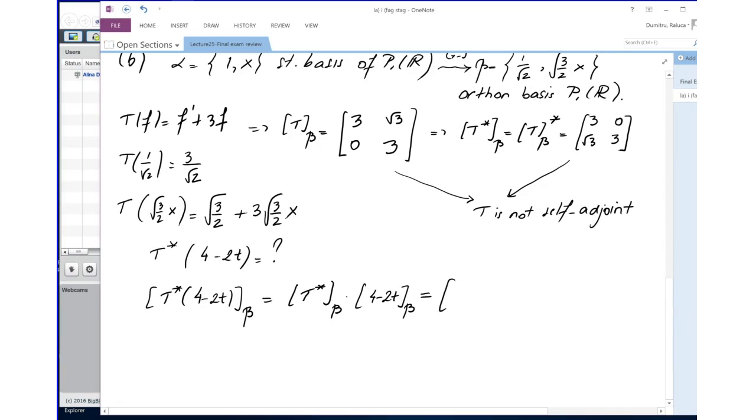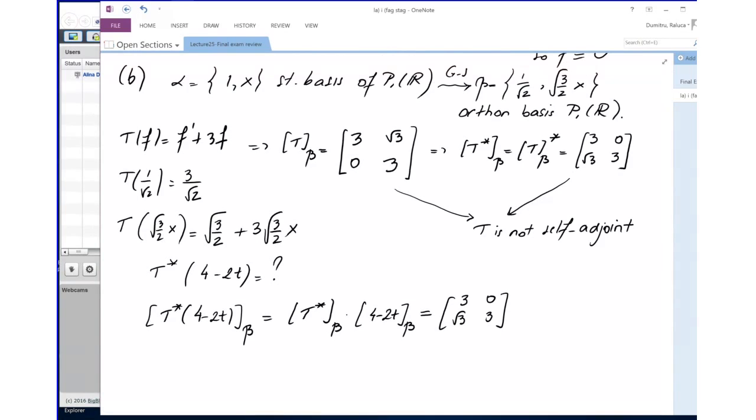So the matrix of T star in the basis beta is 3, 0, square root of 3, 3. What about 4 minus 2x? So 4 minus 2x in the basis beta is 4 square root of 2, right? Times 1 over the square root of 2, minus 2 square root of 2/3 times the square root of 3/2 x, right? And that's the vector in that basis.